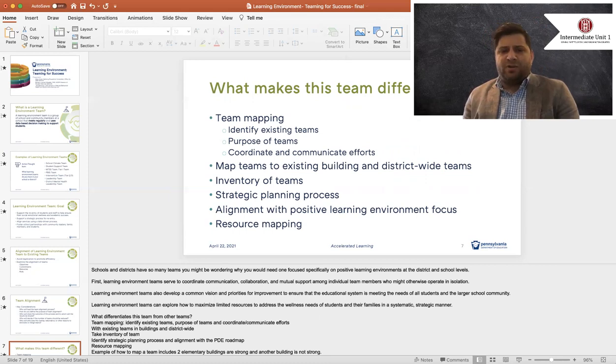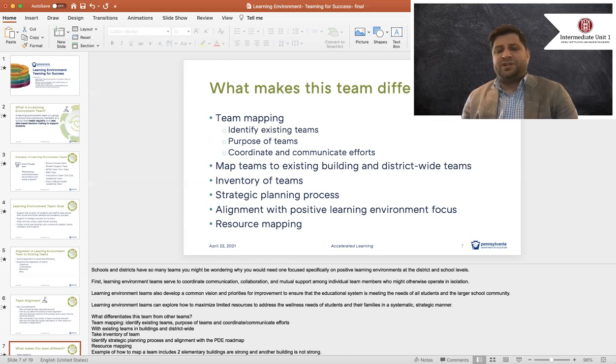So when we talk about learning environment teams, they really serve the purpose to coordinate communication, collaboration, and mutual support among team members who might otherwise operate in isolation. So again, those silos, those people who are operating in silos. Learning environment teams also develop a common vision and priorities for improvement to ensure that the educational system is meeting the needs of all students and the larger school community.